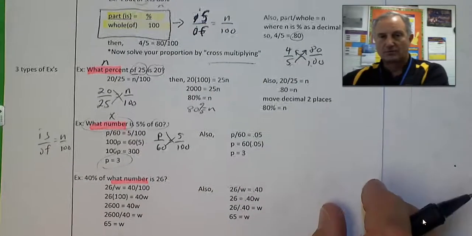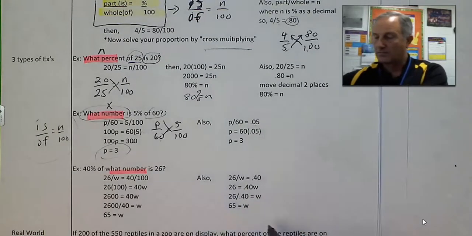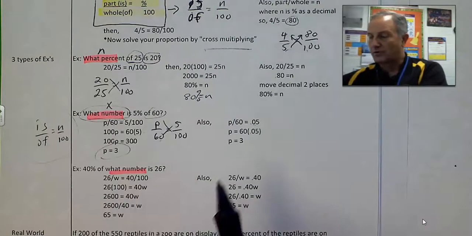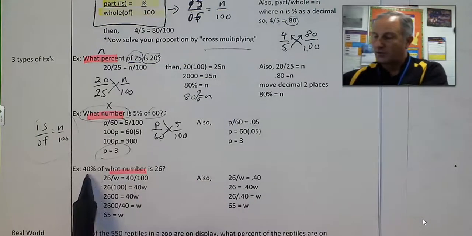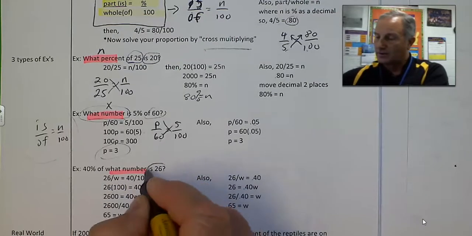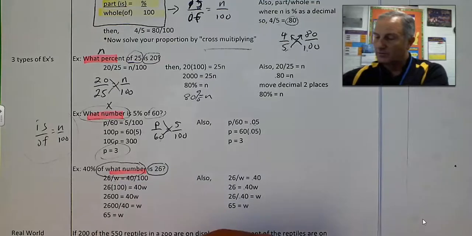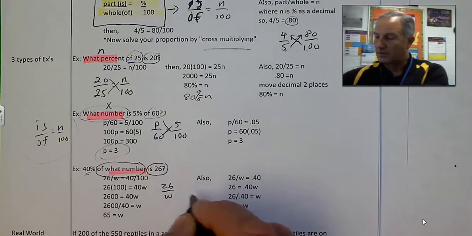Okay, third example. All of this is falling into this right here. You're just going to put your variable, your letter, your unknown, wherever it happens to fall in here. Here we are, 40% of what number is 26? There's my is. There's my of. I don't know what it is. I called it W in this problem. There's my percent. So is over, I'll put a W this time.